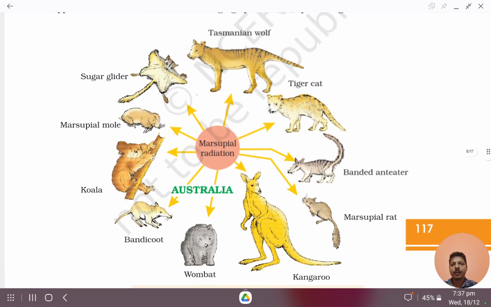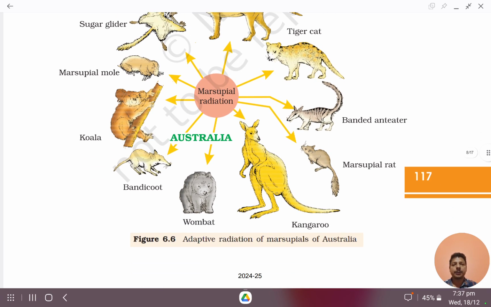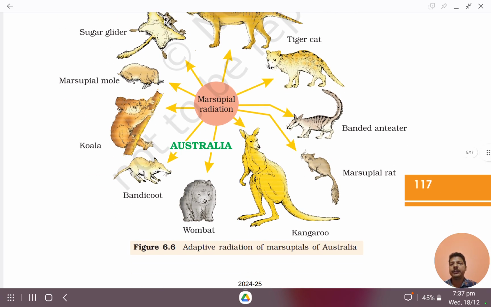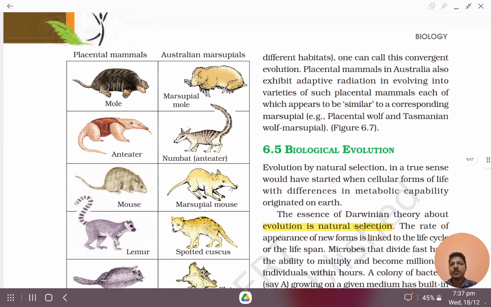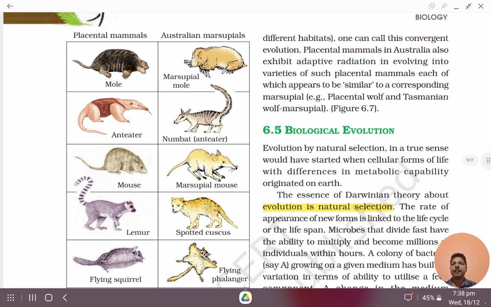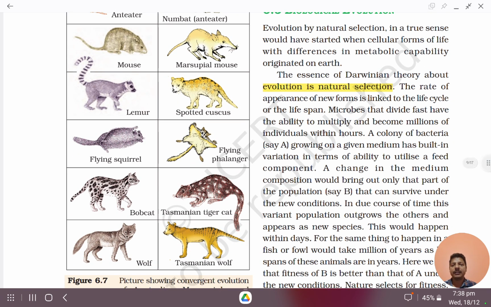Like you can see, marsupial radiation: Tasmanian wolf, tiger cat, banded anteater, marsupial rat, kangaroo, wombat, bandicoot, koala, marsupial mole, sugar glider. And here also you can see placental mammal and Australian marsupial: mole, marsupial mole, anteater, numbat, mouse, marsupial mouse, lemur and spotted cuscus, flying squirrel, flying phalanger, bobcat, Tasmanian tiger cat, wolf and Tasmanian wolf.